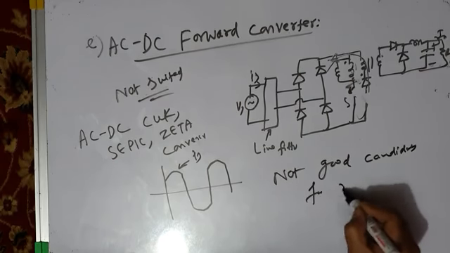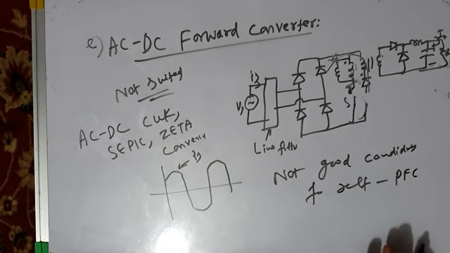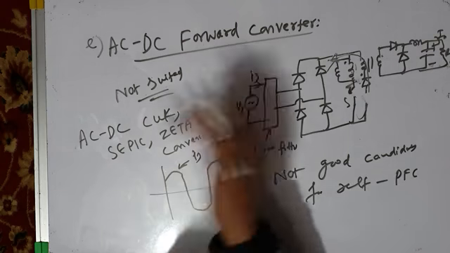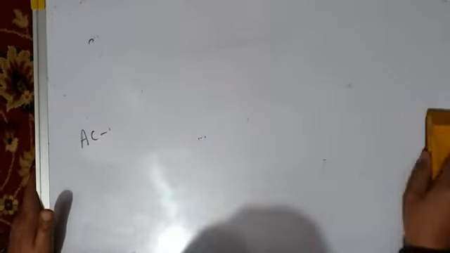They are not good candidates for self PFC. Therefore, studying various types of DC to DC converters when they are connected to rectified AC line, we have studied various types of AC to DC improved power quality converters like AC to DC buck converter, AC to DC boost converter, AC to DC buck boost converter, AC to DC flyback converter, AC to DC forward converter, and AC to DC SEPIC, Zeta, and Chook converters. Let us summarize their self PFC properties. एक टेबल में मैं summarize करूँगा.